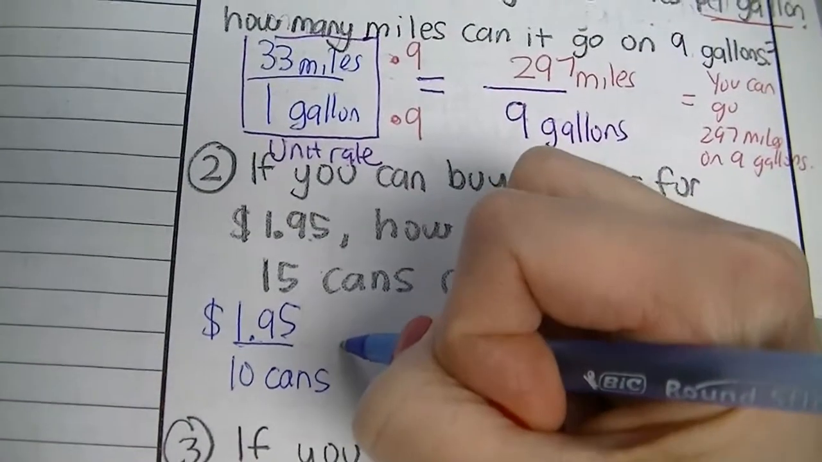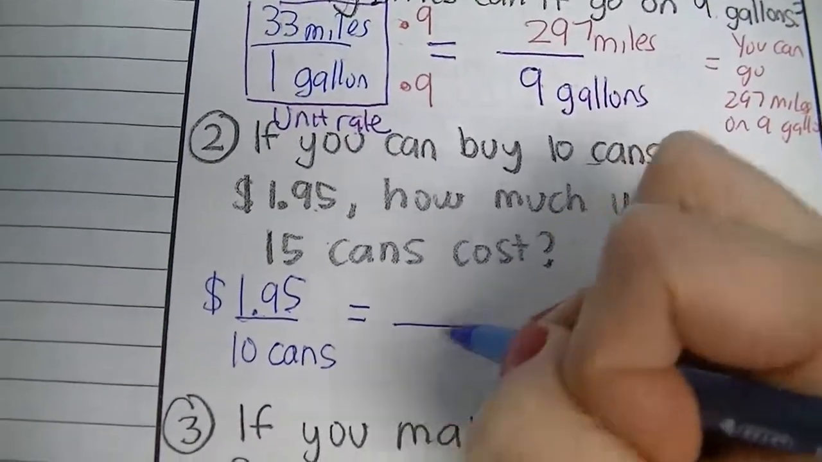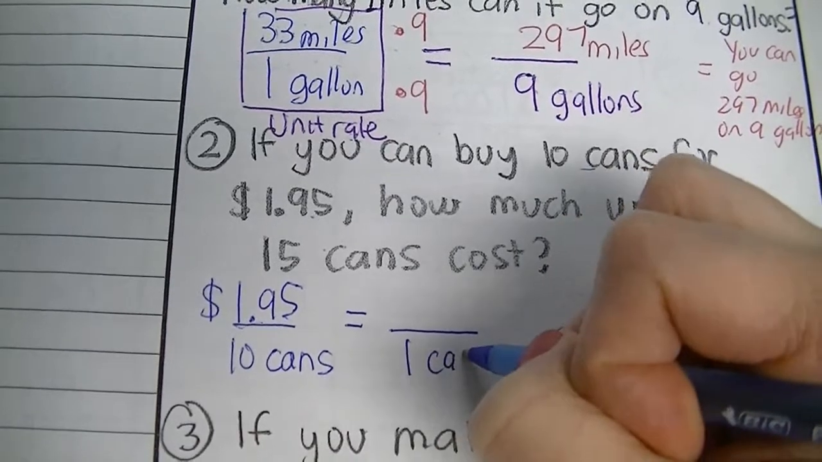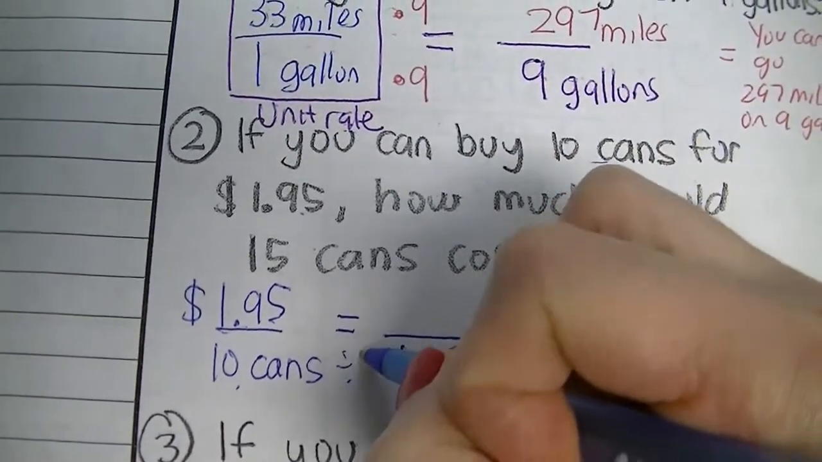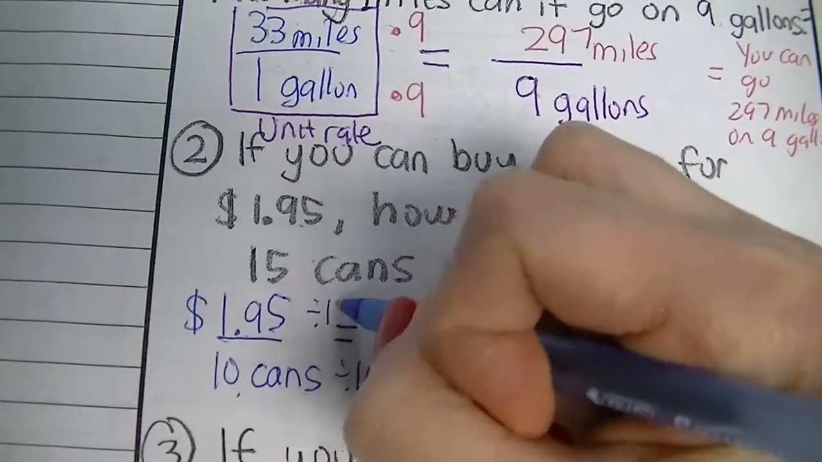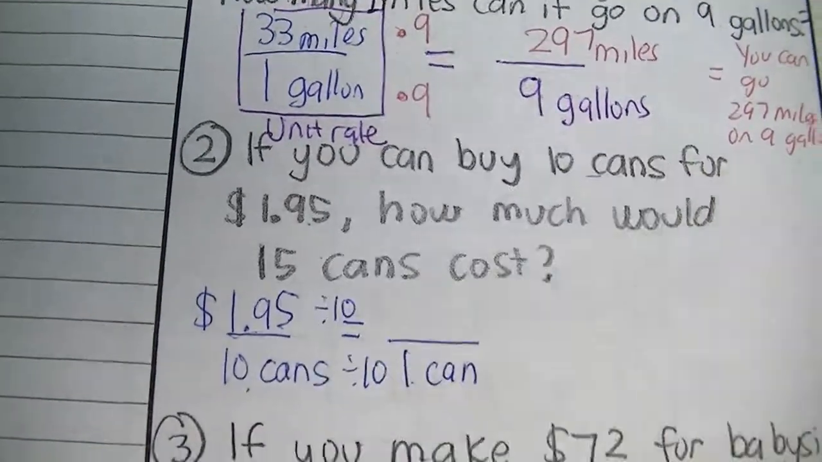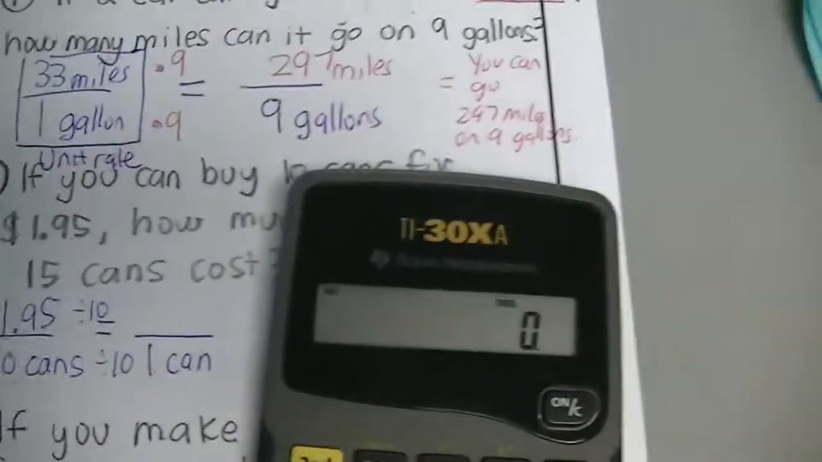So we are concerned about the unit rate. So I want to know how much 1 can costs. And so to go from 10 to 1, I had to divide by 10 and do that to the numerator also. $1.95 divided by 10. Let me go ahead and show you.